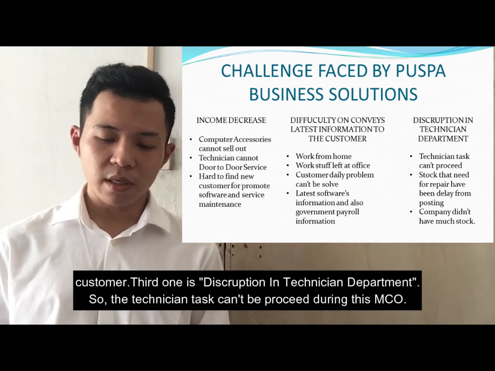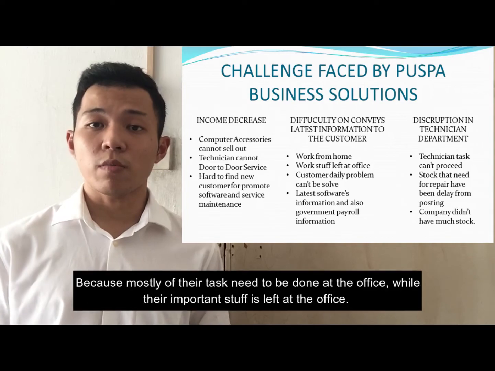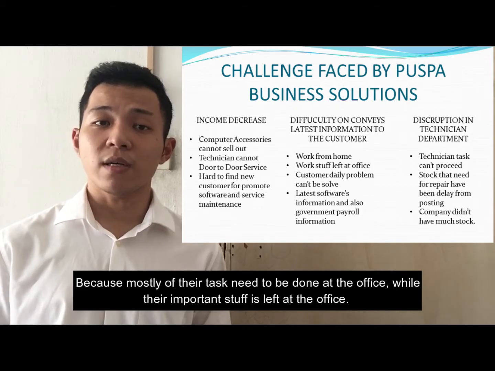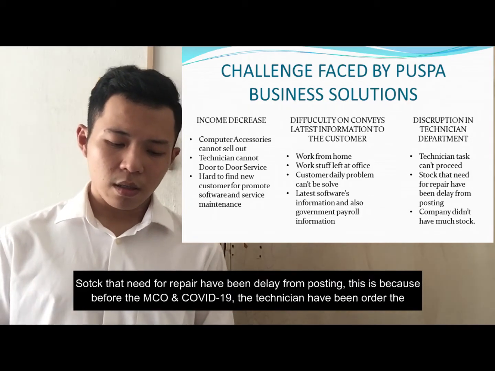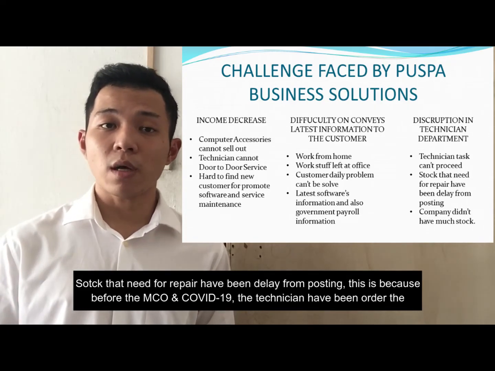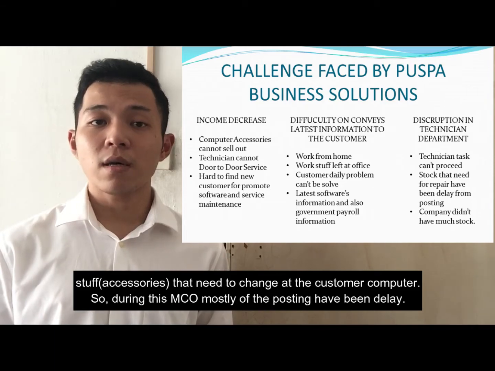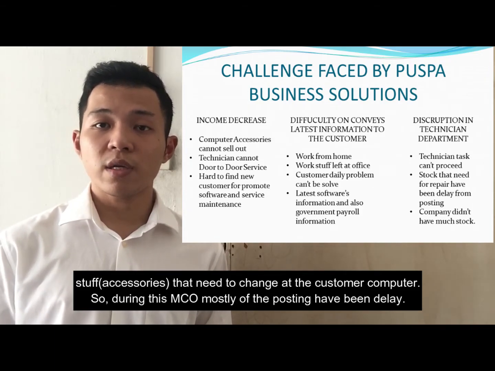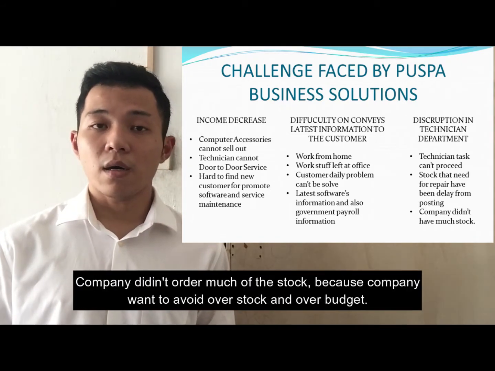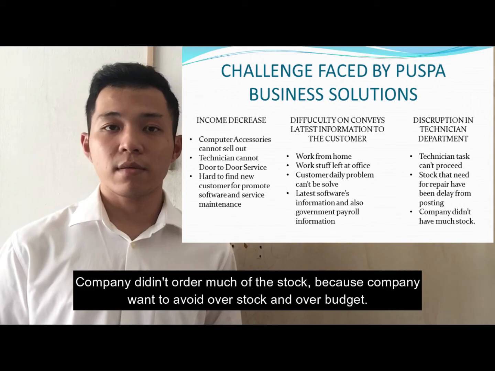And the third one is disruption in the technician department. So the technician tasks cannot be processed during this MCO, because most of their tasks need to be done at the office, because most of the important stuff has been left at the office. And the stock needed for repair has been delayed from posting. This is because before the MCO, before COVID-19, the technician had ordered the stuff they need to change at the customer's computer. So during this MCO, most of the posting has been delayed. This is because the company didn't order much stock, because the company wants to avoid overstock and going over budget.